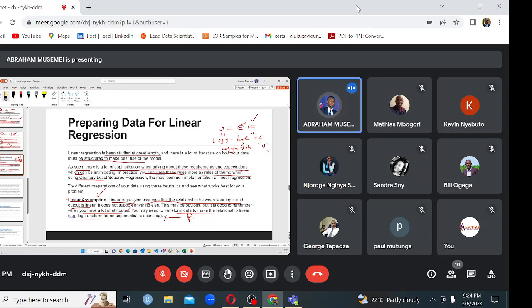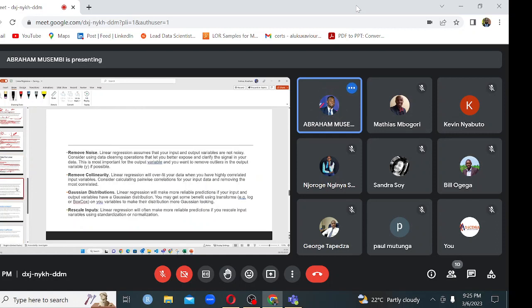So this is how you can transform an exponential relationship to a linear relationship, that is using log transformation. You can go and research more on this transformation, that is transformation of an exponential relationship to a linear relationship. Okay, that's our first assumption. Then let's go to the second assumption.